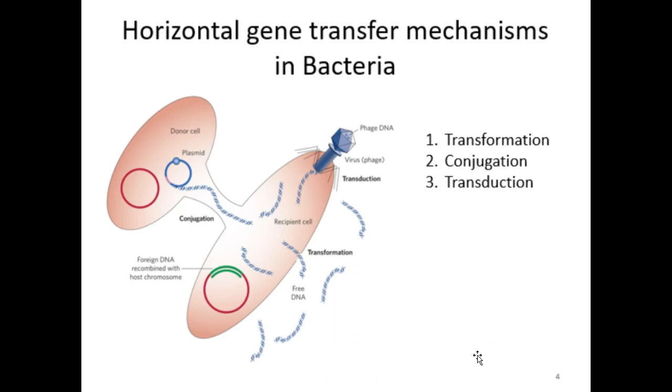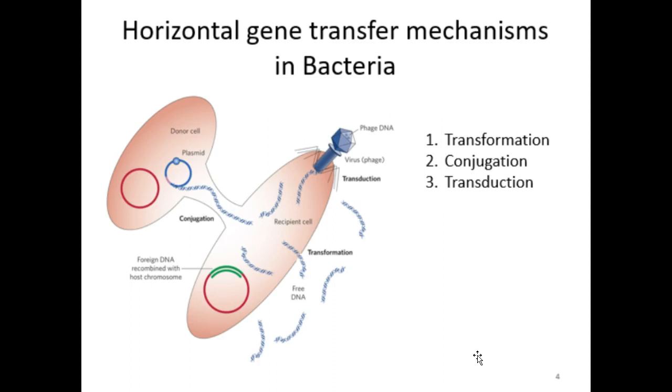Horizontal gene transfer can be defined as the transfer of genes or genetic material from one cell to another that is not the offspring of the initial cell. So from donor cell to recipient cell, where the recipient cell is not the offspring of the donor cell. And there are three modes of horizontal gene transfer. They are transformation, conjugation, and transduction.